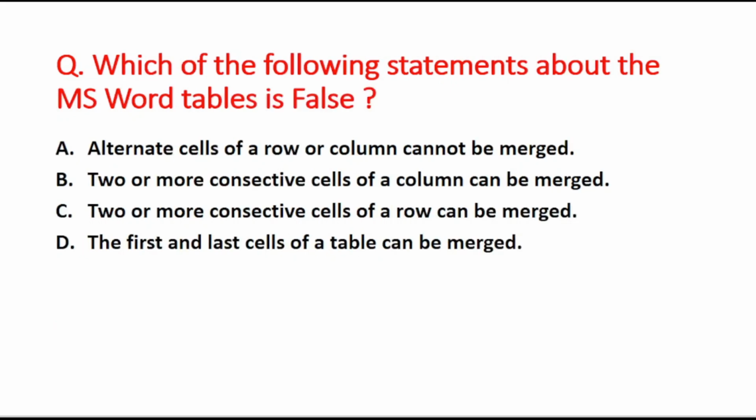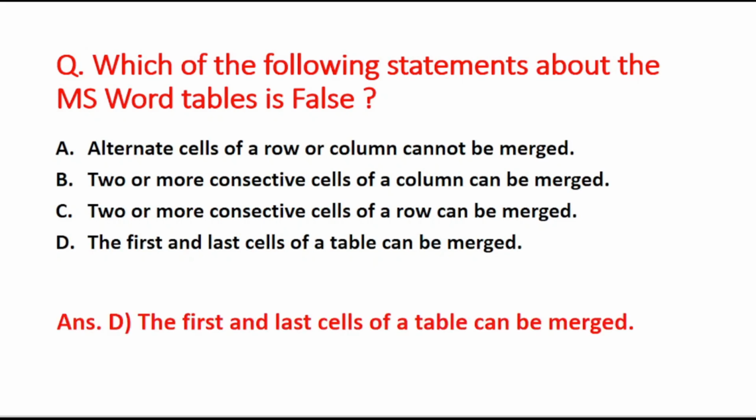Next question is, which of the following statements about the MS Word table is false? A option is, alternate cells of a row or column cannot be merged. B option is, two or more consecutive cells of a column can be merged. C option is, two or more consecutive cells of a row can be merged. And D option is, first and the last cells of a table can be merged. So the false statement is the option D, that is the first and the last cell of a table can be merged. It means first and the last cell of a table cannot be merged.